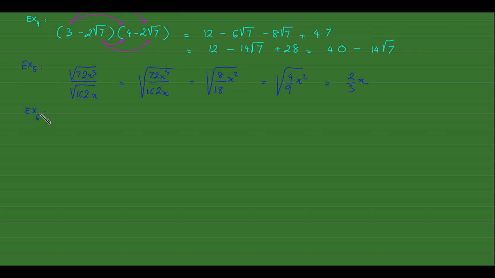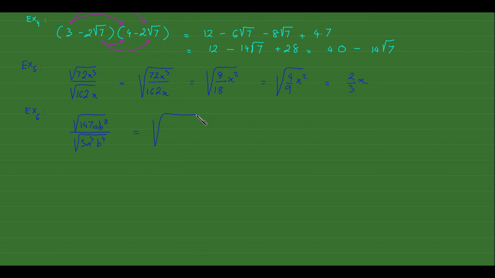Alright. Example number 6. How about if we can do something with variables? How about I have a square root of 147 a b to the 8, and I want to divide it by square root of 3 a to the third b to the 4. Okay, then I can combine them.